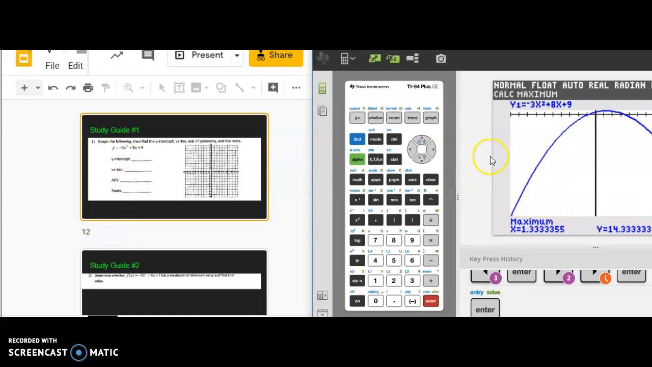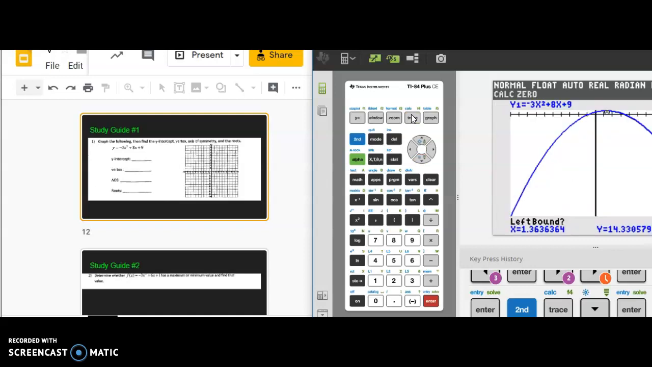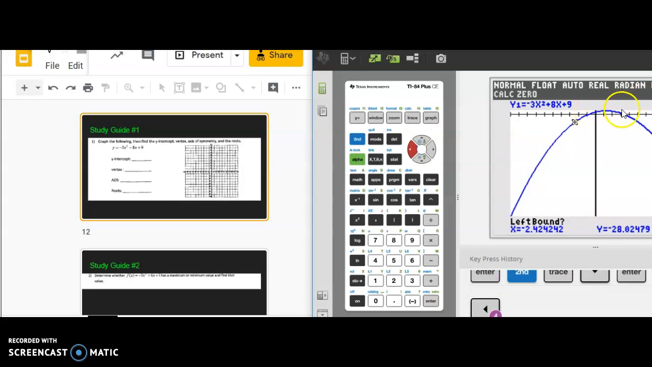And then the roots, your calculator calls those zeros. So we would need to go into second trace. And again, our calculator calls them zeros. So we're going to scroll down to 2. And you have to find them one at a time. So roots are where they hit the x-intercept, where they intercept the x. They're also called solutions. And so one is right here, and the other one is right here. So we have to do it 2 times.